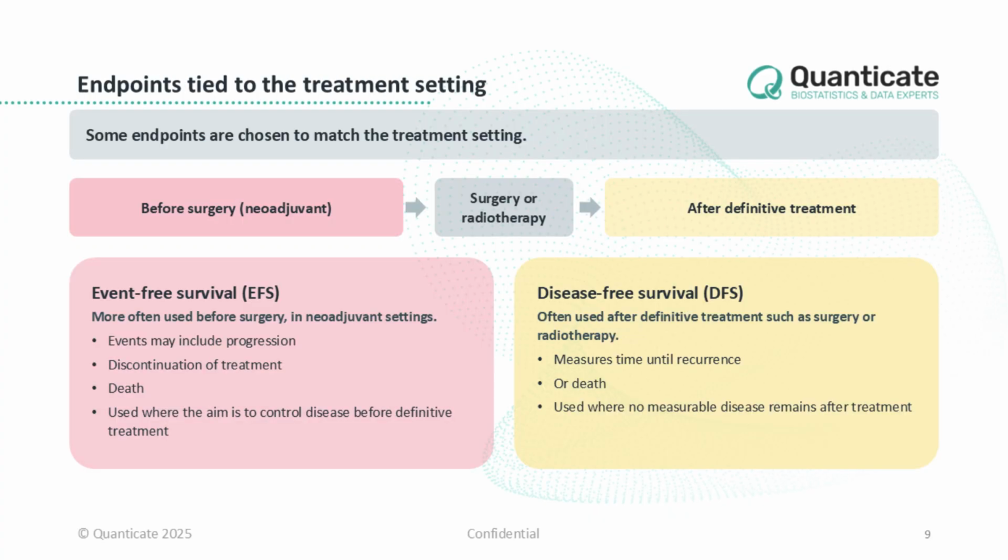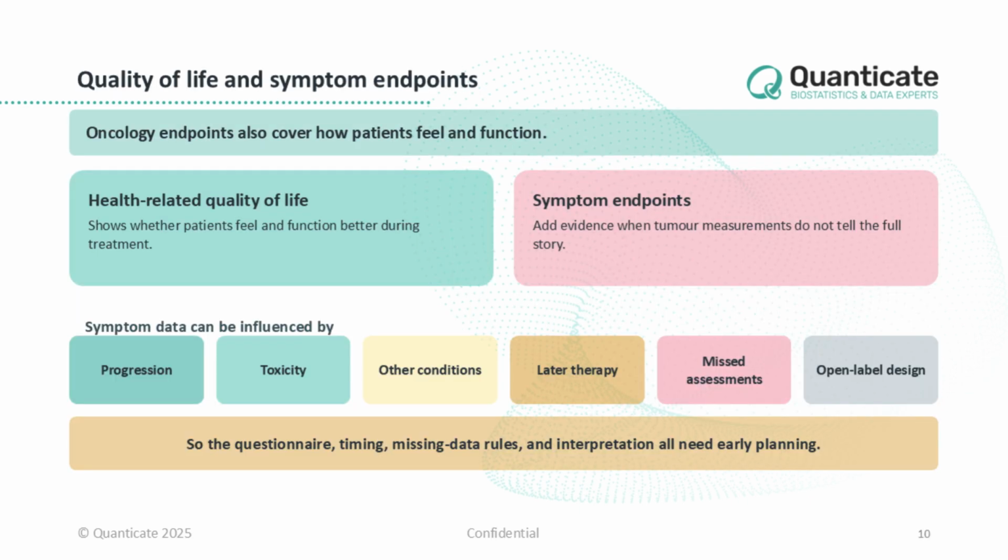Other endpoints are linked to treatment setting. Disease-free survival, or DFS, is often used after definitive treatment, such as surgery or radiotherapy, and measures time until recurrence or death. Event-free survival, or EFS, is more often used before surgery in neoadjuvant settings, where events may include progression, discontinuation, or death. Oncology endpoints are not only imaging-based. Health-related quality of life can show whether patients feel and function better during treatment, while symptom endpoints can add evidence when tumour measurements do not tell the full story.